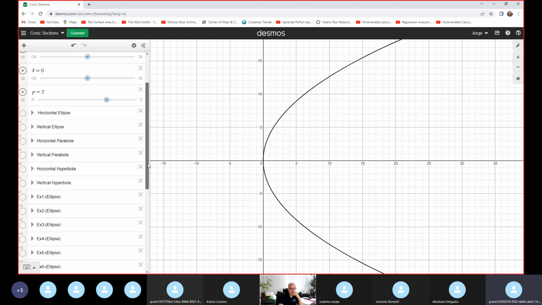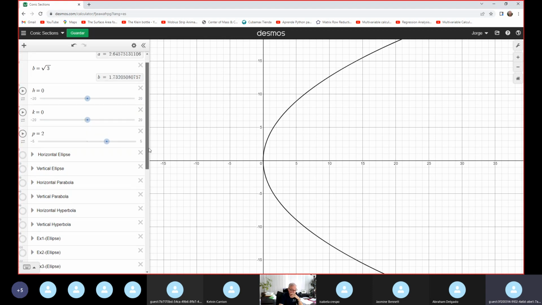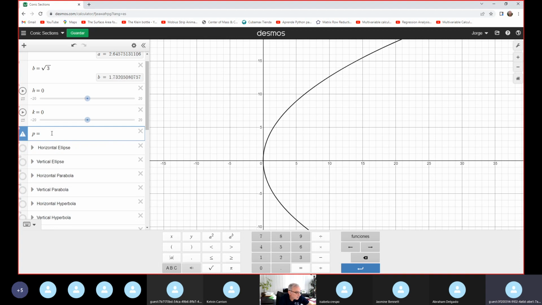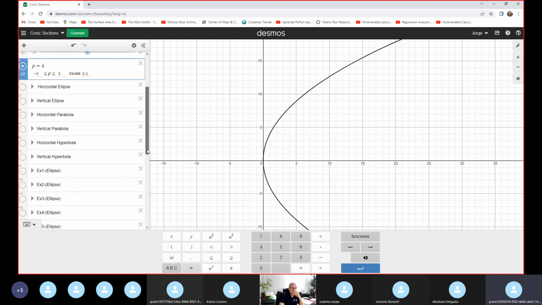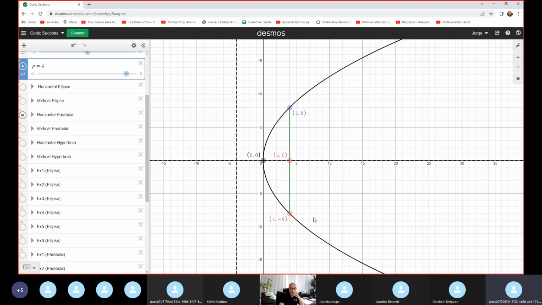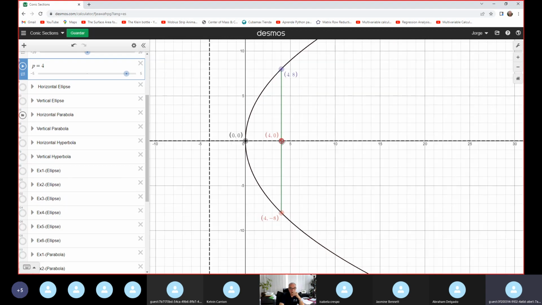Okay, and so now I declare that p is 4, no? I change the p. p is 4. And the h and k are 0, no? Okay, nice. And this is a horizontal parabola. Look at that. Vertex, focus, and point of the focal diameter, directrix, this line, and axis of symmetry, this line. End of the story. Fantastic. I told you, we are the best in Miami Dade College. Yes or no? Yes.